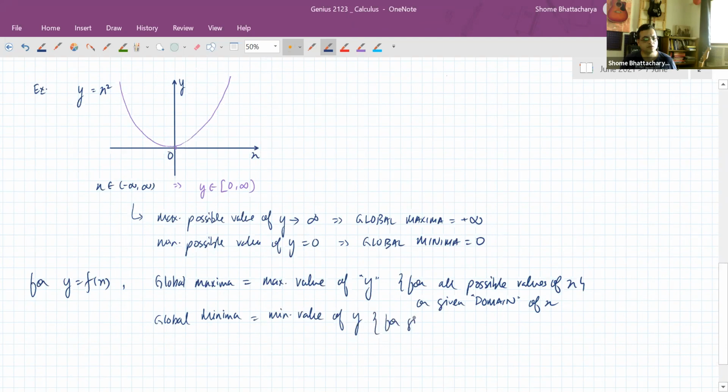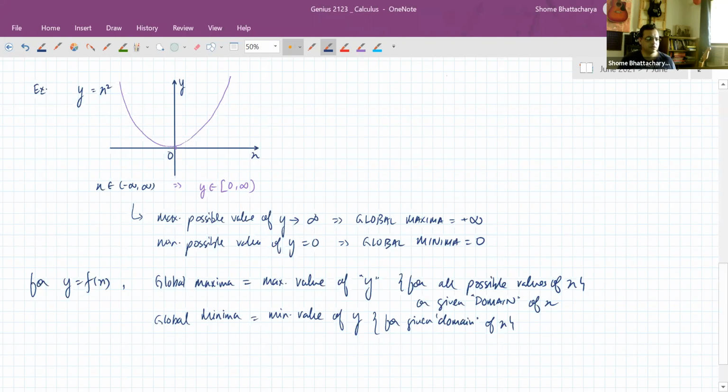Again, for the given domain of x. Domain is basically the set of values of x that we take for a function. So if a particular problem or situation doesn't specify what the domain is, like over here in the example given, where I had not specified what the values of x are, then we are supposed to take the largest possible set of values of x for which we get real values of y. If there is a specific domain given, then obviously we take that specific domain.